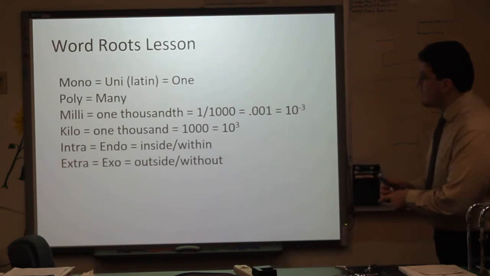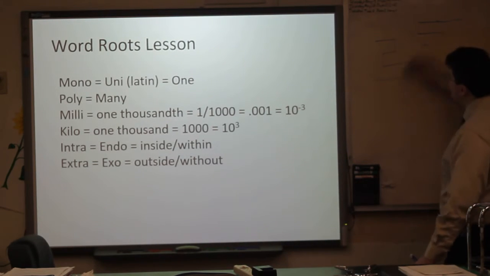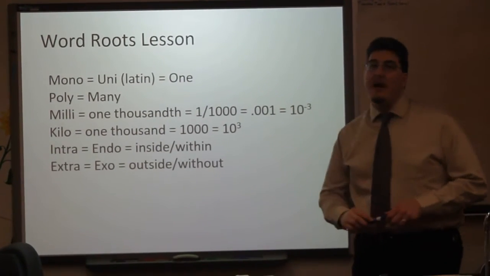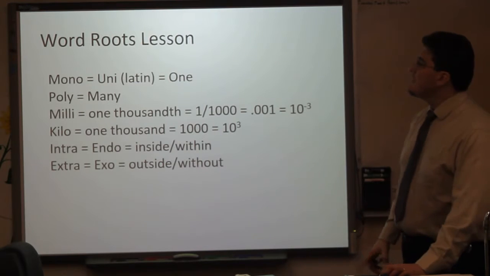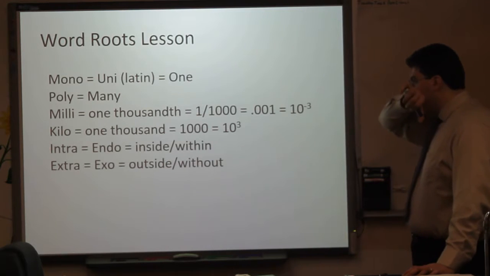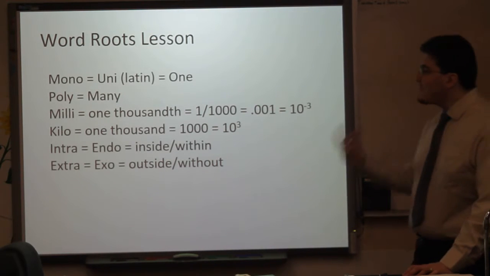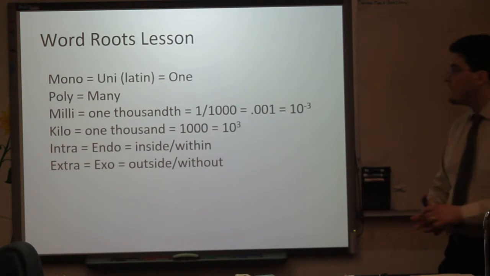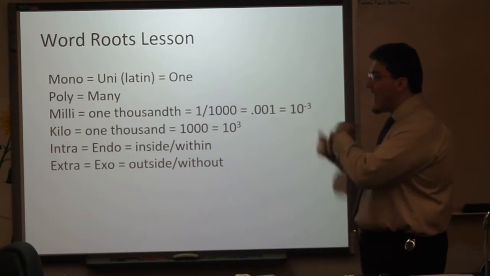Now, word roots. Mono is one in Greek. Uni is one in Latin. Poly is many in Greek. Milli is 1,000th in Greek? No, Latin. Kilo is 1,000 in Latin. Intra is inside in Latin. Endo is inside or within in Greek. Extra is outside or without in Latin, and exo is outside or without in Greek. These word roots and prefixes and suffixes will come up as we continue forward.